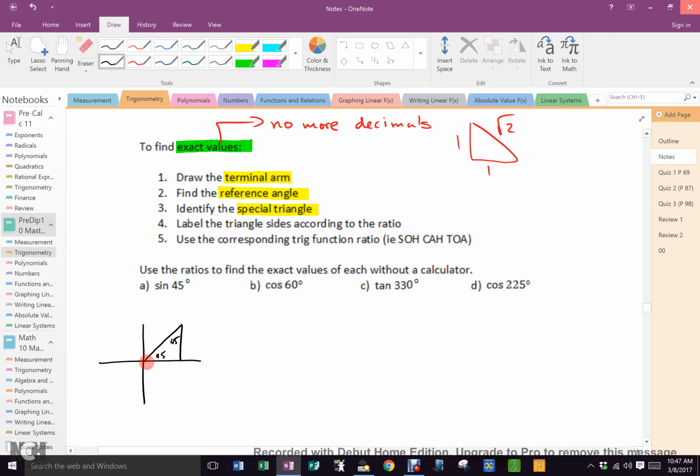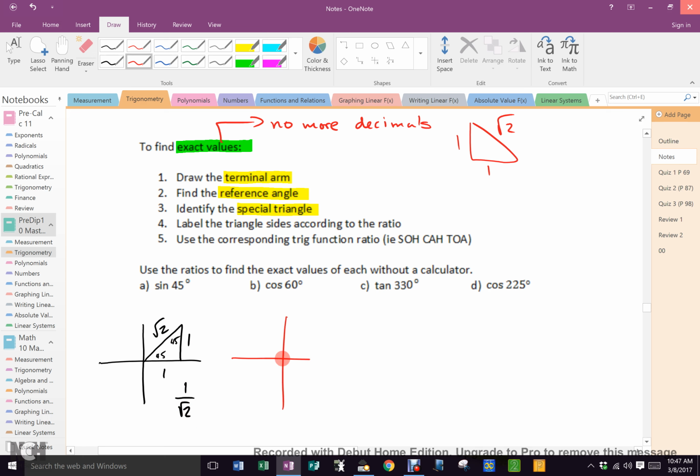According to the work we just did, how long is this? 1. And what else do we know? Because of the circle trig, it's positive 1, don't we? What's this? 1. As soon as I know 1 and 1, what's this automatically? Root 2. So now I want the exact sine of 45. Sine is opposite over hypotenuse, right? So it's 1 over root 2. Easy peasy, right? Everybody cool? Let's look at the next one.